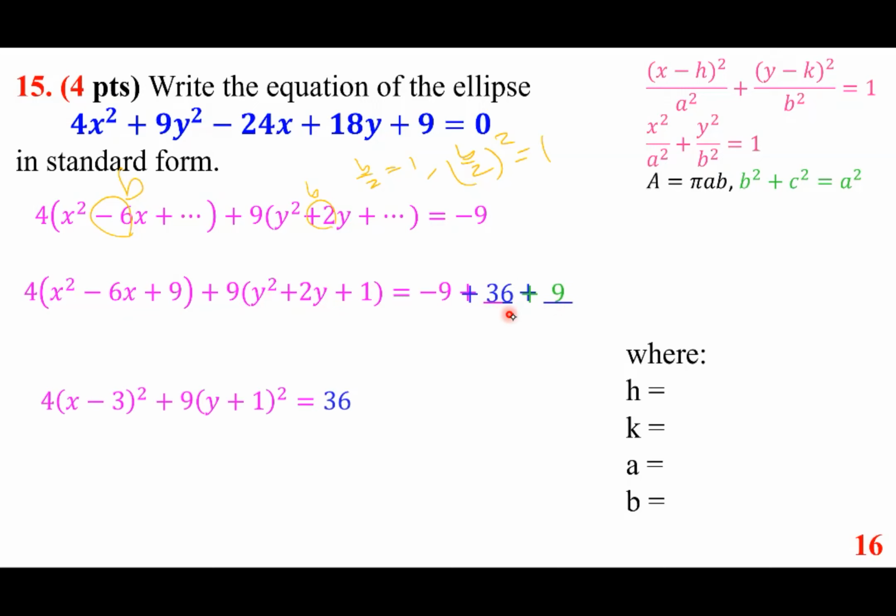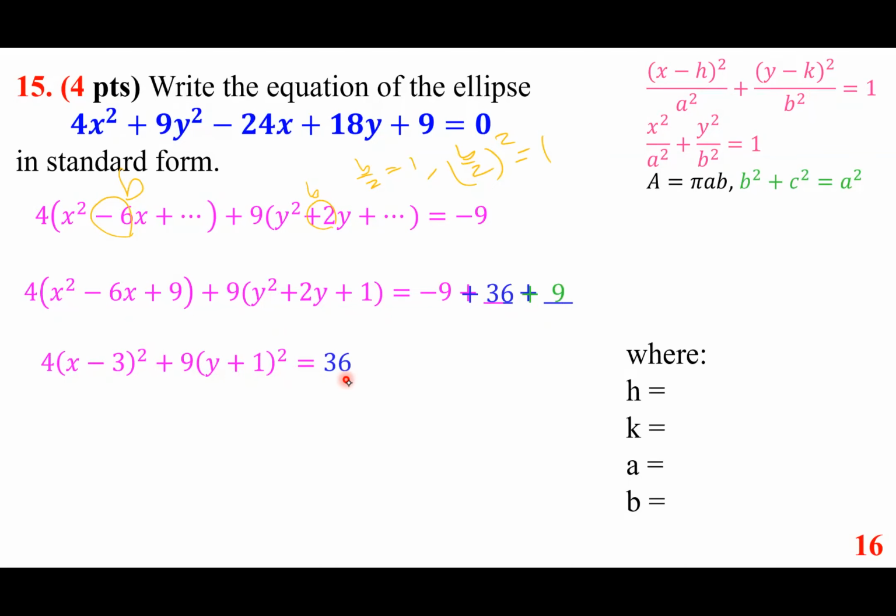It's 36. And obviously, 4 times (x minus 3) squared plus 9 times (y plus 1) squared equals 36. Now, how do you make it look like this? You have to divide by whatever the number on the right side is. So if I divide both sides by 36, this becomes 1.